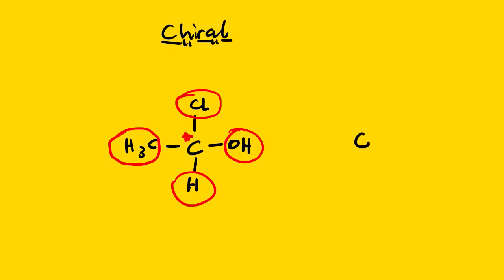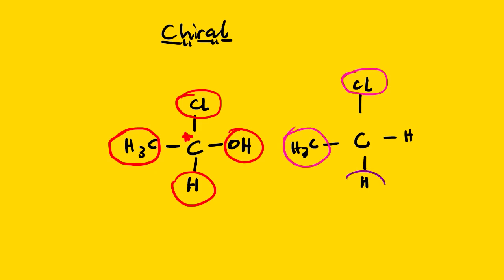And then let's say we have another structure. We can put the methyl back here, we can put chlorine here, then we put hydrogen and hydrogen. Since we have only three different groups, and these two are the same, once you have identical groups, just know that it does not have a chiral center. This one is achiral, and then this one is chiral. That's how we actually identify this.